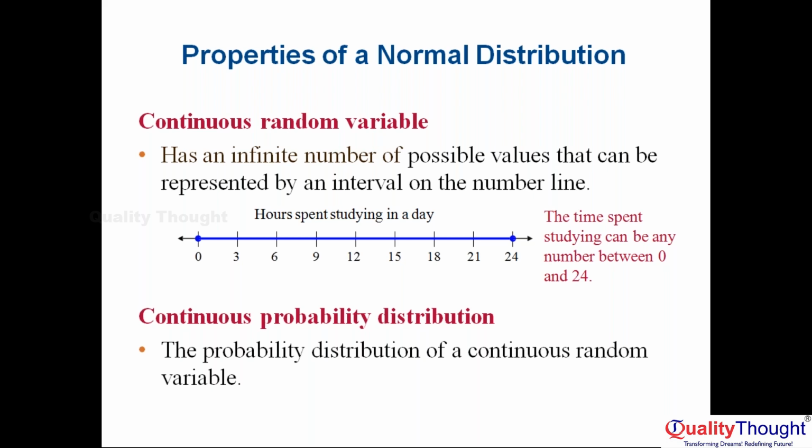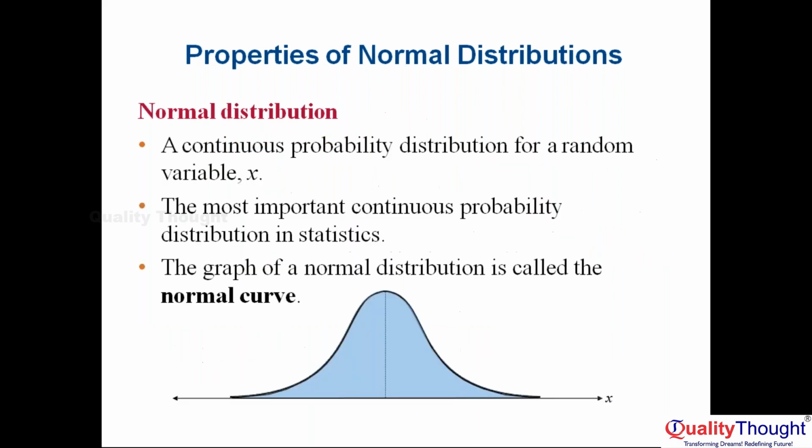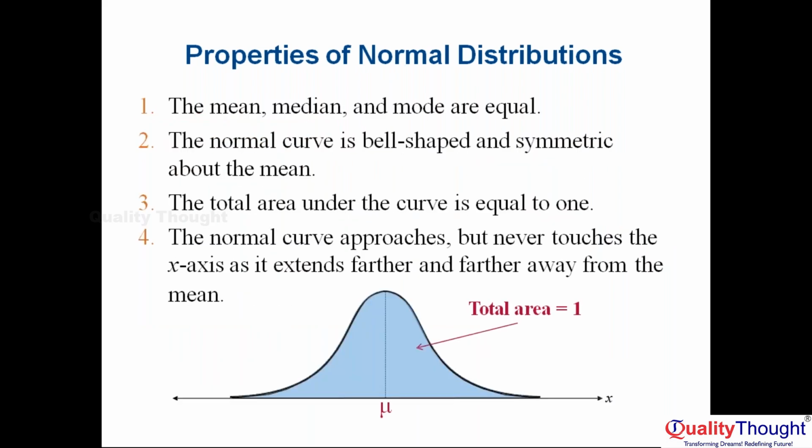Continuous probability distribution. The probability distribution of a continuous random variable can be considered a continuous probability distribution. We know what exactly the normal distribution is. The total area of the normal distribution is always considered as 1.